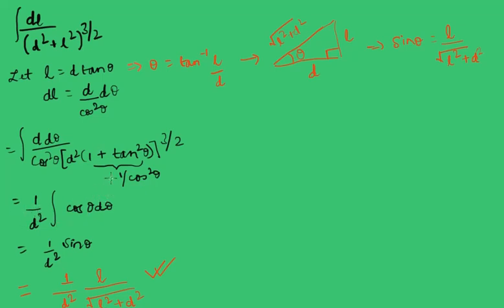But if you have any confusion, just pause the video, take your time and do it yourself. I think once you do it yourself, it will be useful for you. And once you integrate this, the final expression will be 1 by d square sine theta.